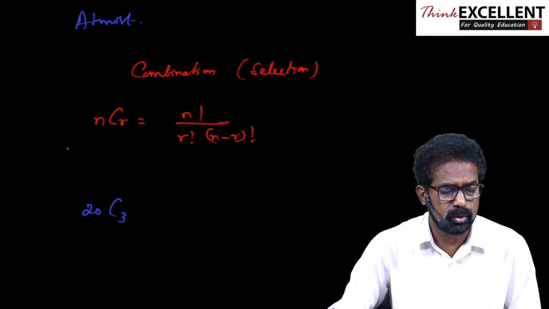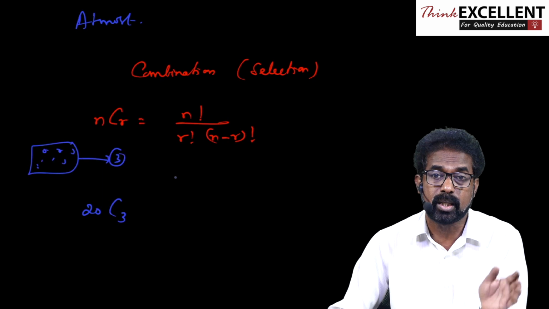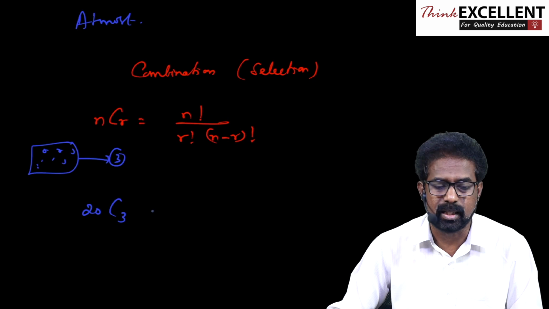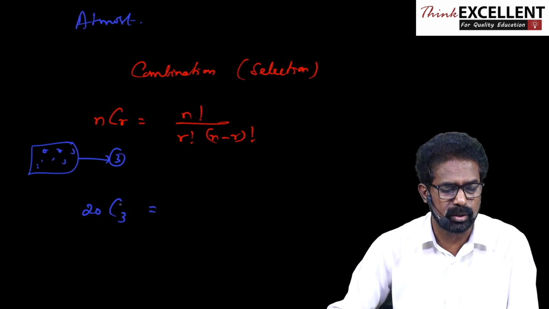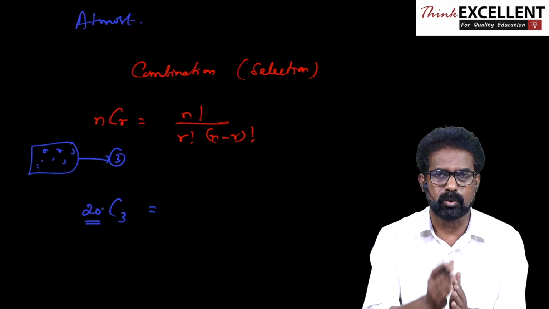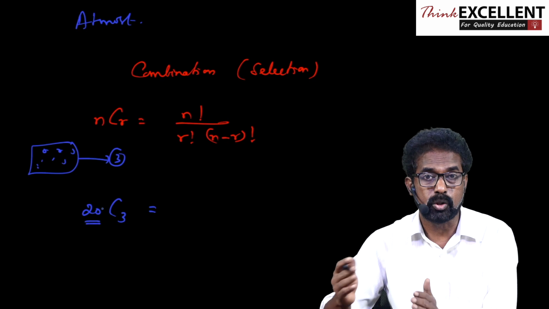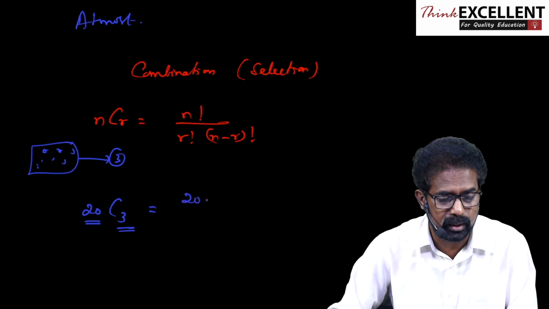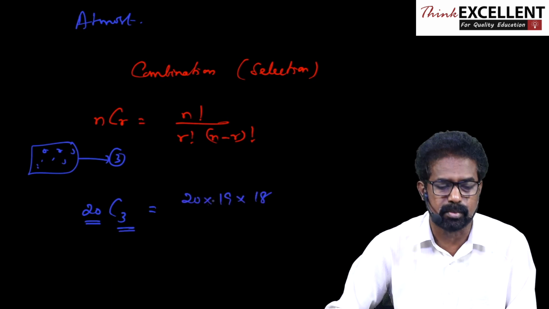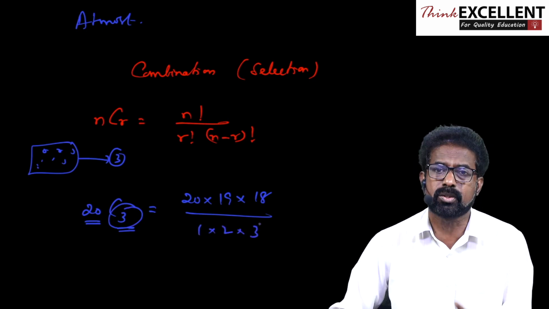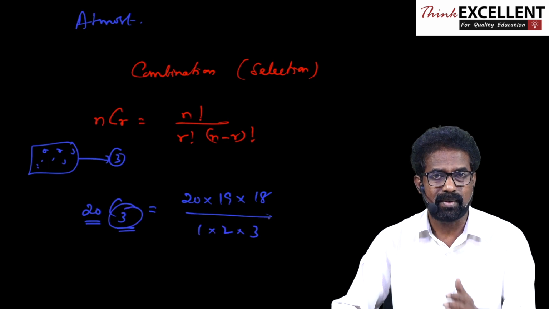20C3, what's the meaning of that? Totally 20 are there. Suppose there are 20 apples. I want to take 3 at a time. How many ways can you take 3 out of that 20? So that we denote 20C3. And how to do the calculation? Very simple. You start from 20, reduce 1 by 1. 20, 19, 18, keep reducing. How many terms do you write? 3 terms. Start with 20 into 19 into 18, 3 terms. By, since 3 comes here, 3 factorial. 3 factorial is 1 into 2 into 3. 5 factorial is 1 into 2 into 3 into 4 into 5. 7 factorial is 1 into 2 and so on up to 7.